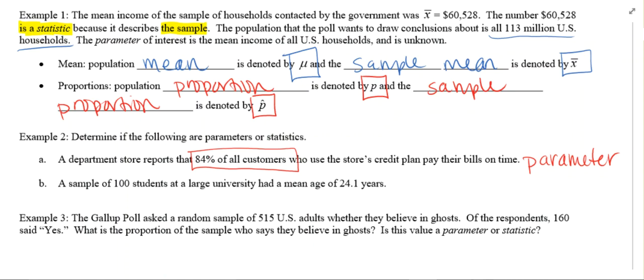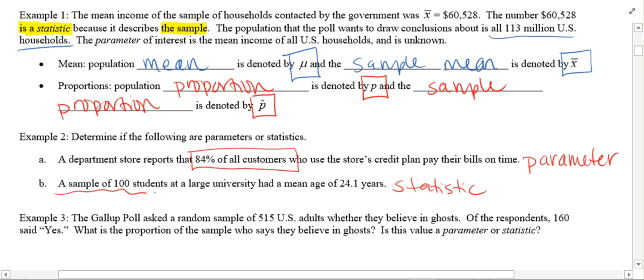All right, B: a sample of 100 students at a large university has a mean age of 24.1 years. Parameter or statistic? Hopefully that one was easy to see. It's a statistic because it says it's a sample of 100. So if we're dealing with sample values, those are going to be statistics.